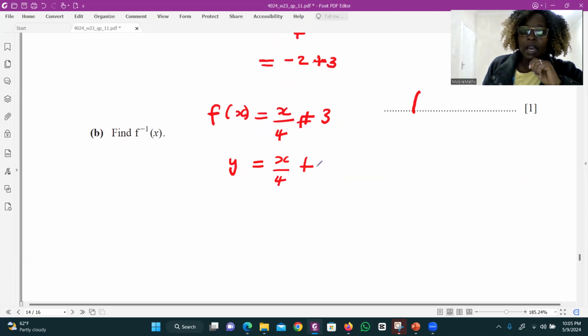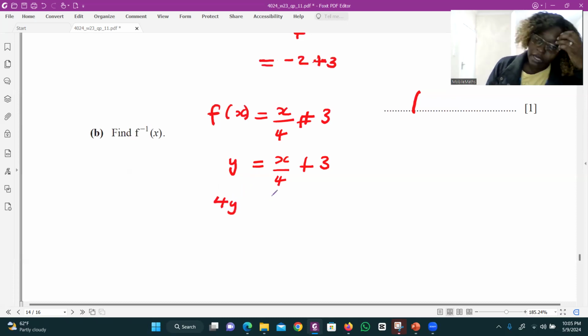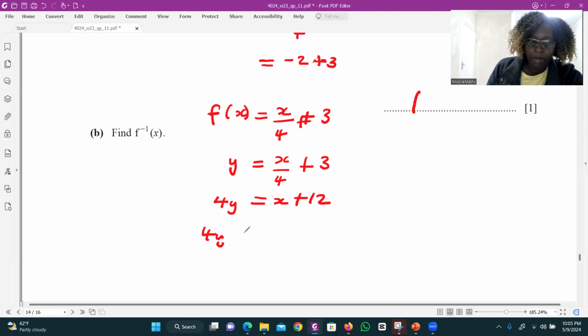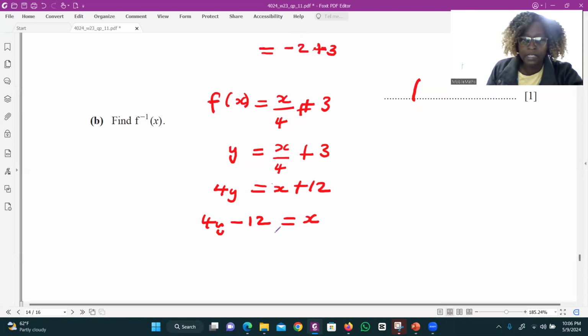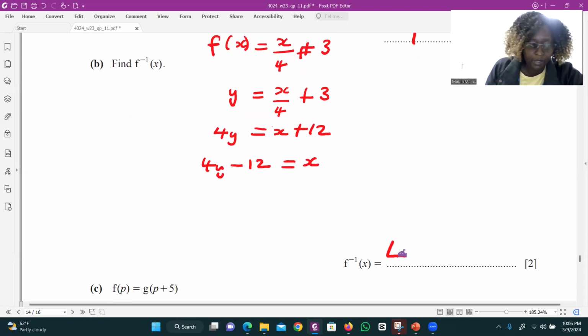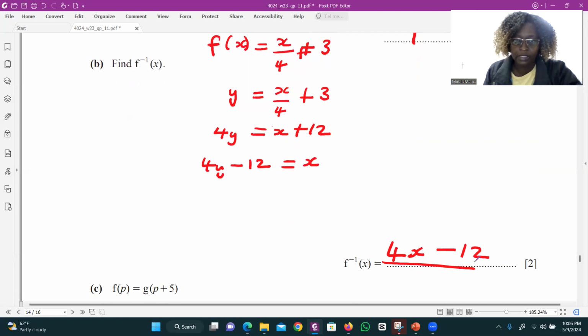Then we want to make x the subject of formula. So I can multiply all the sides by 4. So this is going to give me 4y is equal to x, then plus 12. Taking 12 this side, I get 4y minus 12 is equal to x. Okay. So when I'm done with this, I can write my inverse as 4x minus 12. That's my inverse like that, okay?